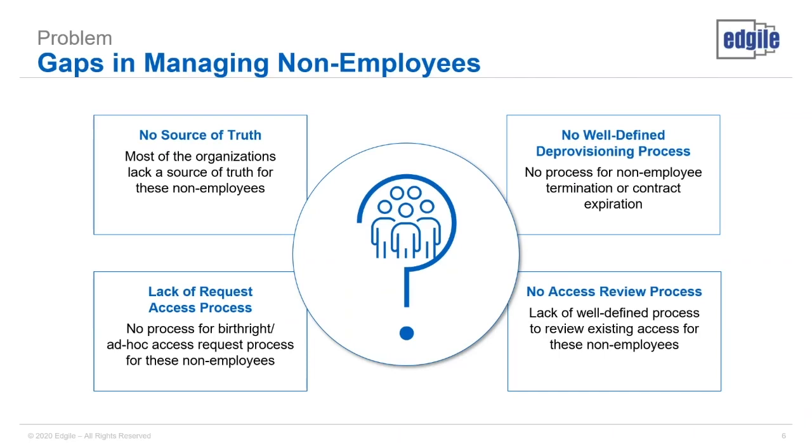What happens when you lack that source of truth is that you also can't feed the processes that are necessary for the governance of their identities and their access. That means it's difficult to have well-defined deprovisioning processes.